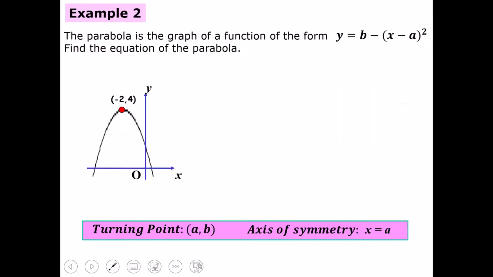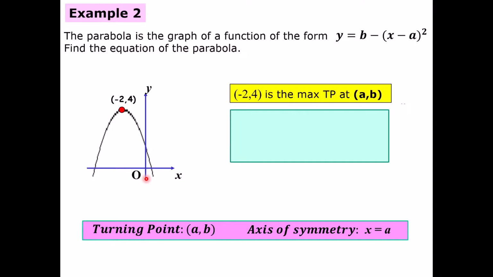Okay, now let's look at another example. So things we've picked up so far, turning point is still (a, b), and the axis of symmetry is x equals a. So find the equation of this parabola, and we know that we're going to be putting it in this form here because we've got a maximum turning point. So (-2, 4) is a maximum turning point at (a, b). So if we know a is -2, when we put it into our formula, we're going to change the sign. And we know b is 4. So we're just going to leave it alone and stick it straight into our formula.